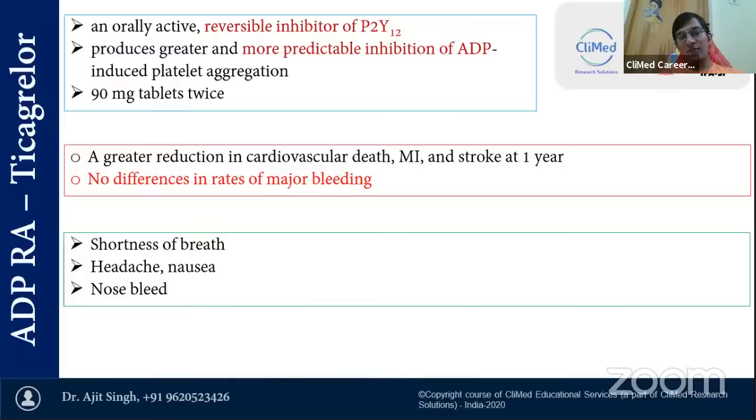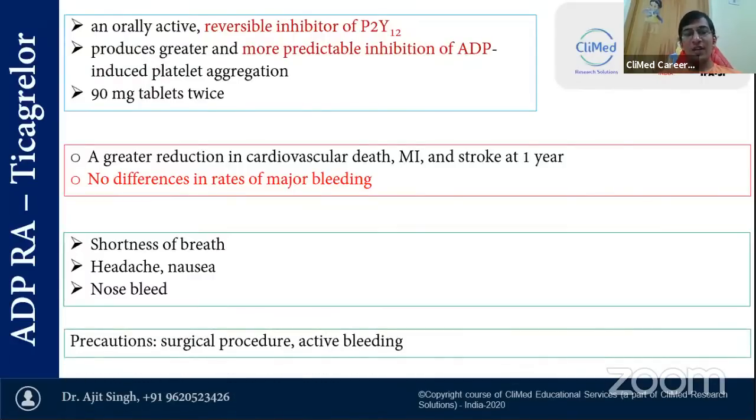The side effects of ticagrelor are shortness of breath. This is the major side effect, shortness of breath. Some patients with ticagrelor develop dyspnea, right? And then some patients develop headache, nausea, or maybe nosebleed, epistaxis we call it, right? We should not give ticagrelor in surgical procedures because it has very high efficacy in P2Y12 inhibition, or the ADP inhibition. So in surgical cases, there are high chances of active bleeding, so we should not give ticagrelor, right?